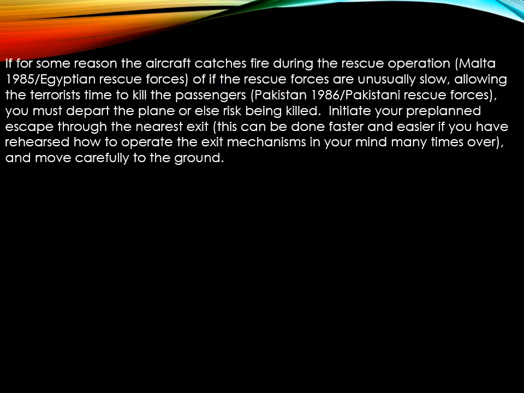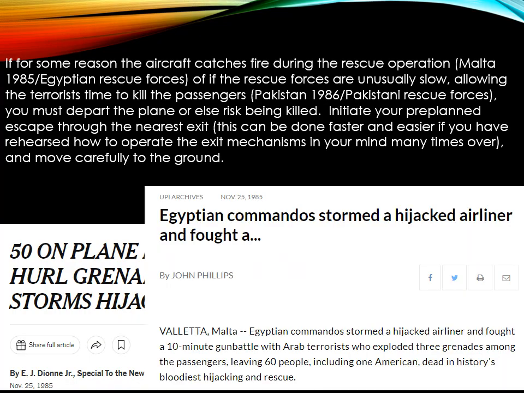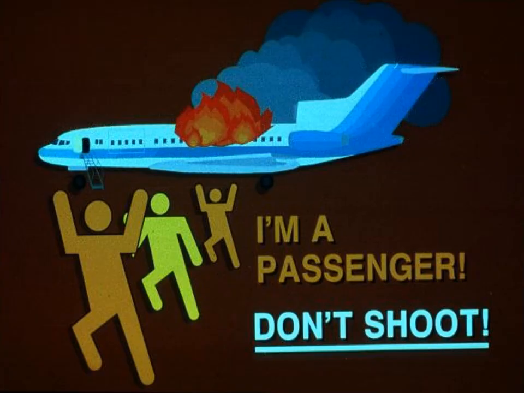If for some reason the aircraft catches fire during the rescue operation, which has happened before, or if the rescue forces are unusually slow, allowing the terrorists time to kill passengers, which has happened before, you must depart the plane or else risk being killed. Initiate your pre-planned escape to the nearest exit. This can be done faster and easier if you have rehearsed how to operate the exit mechanism in your mind many times over, and move carefully to the ground. Remember, once you're off, start running and yell, "I'm a passenger, don't shoot," and do everything anybody tells you to do once you're on the ground and away from the airplane.